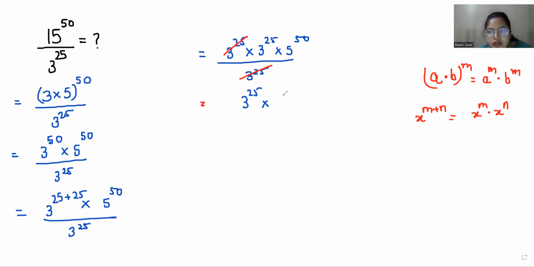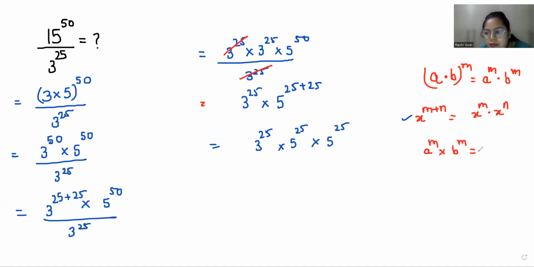5 power 50 we can write it as 5 power 25 plus 25. Again, I'm going to use the same identity. So 3 power 25 times 5 power 25 times 5 power 25. Another exponent rule, a power m times b power m, we can write it as a times b whole power m. This is the same exponent rule, but we reverse the sides only.